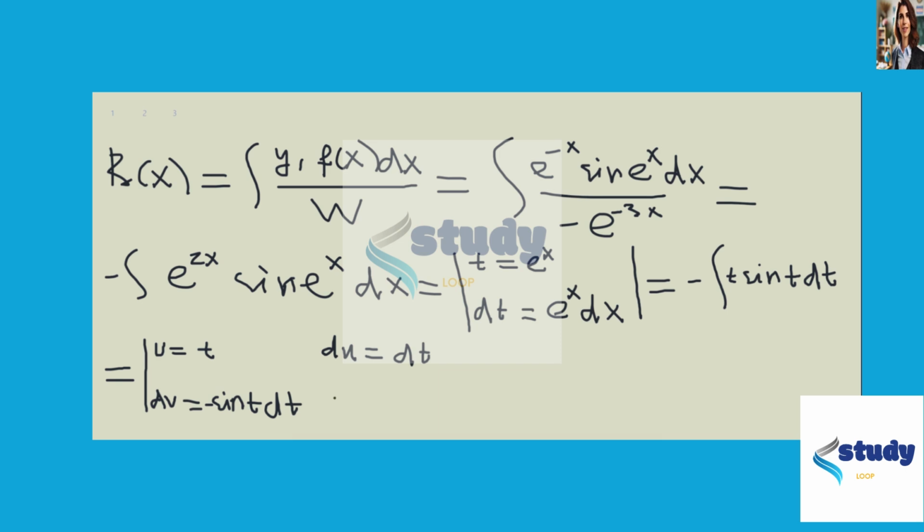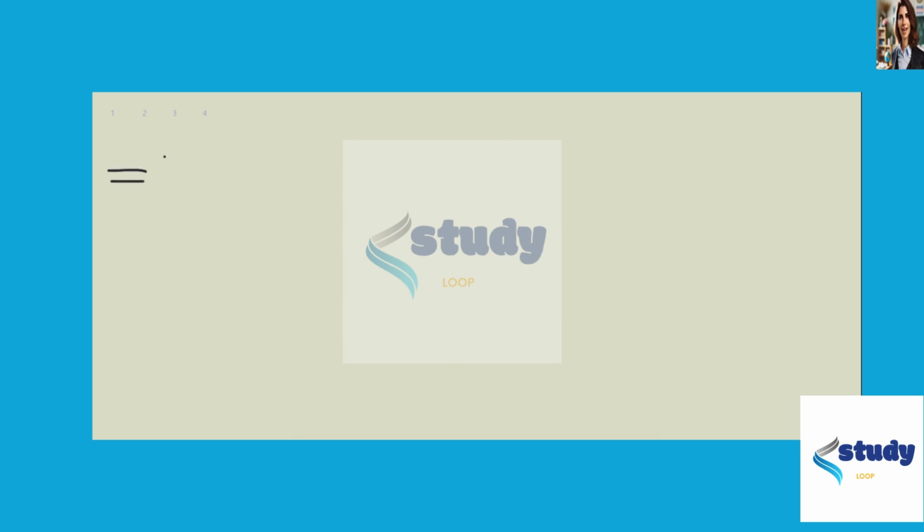And so from this, we can see that v is simply cosine of t, because the derivative of cosine is negative sine. So now we'll have u times v, which is t times cosine t, minus v times du. So this would be the integral of cosine of t dt. And now this is very simple. This antiderivative is just sine of t. So to summarize, now we have t cosine t minus sine of t. And remember, t is e to the x, so we have to revert back to our x variable. So we now have sine of e to the x.